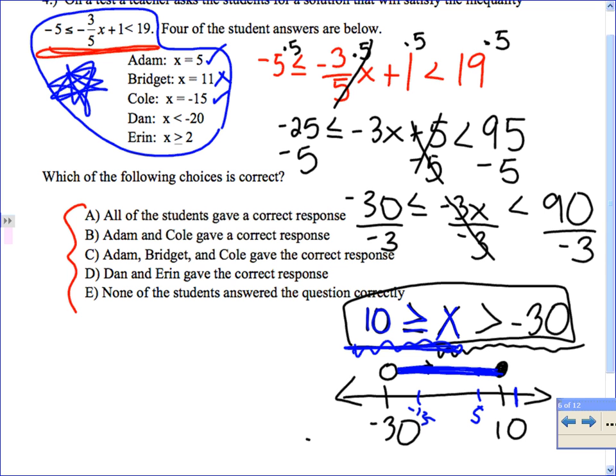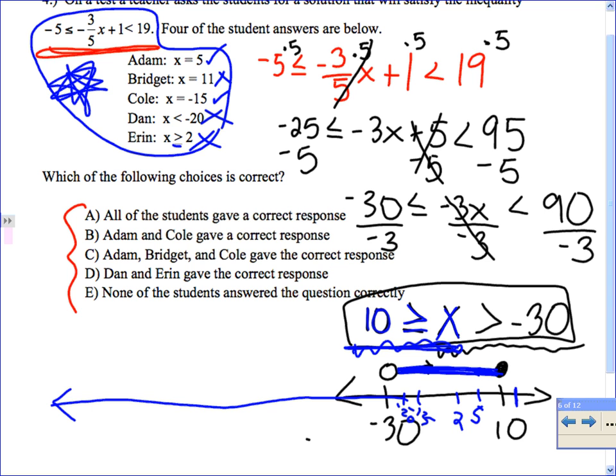Dan said x is less than -20. If you look at less than -20, -20 is about right here, but x is less than -20, it keeps going forever and ever and ever. Our graph stops at -30, and actually it stops at -29.99999 repeating. So Dan cannot be right because all values less than negative 20 are not in our range of negative 30 and 10. Aaron said x is greater than, or is greater than or equal to, excuse me, to negative 2. Positive 2 is right here.